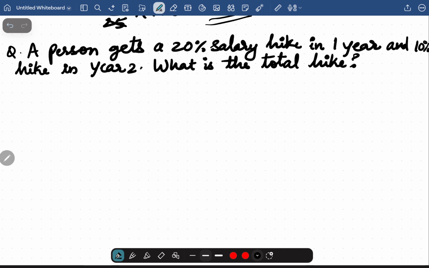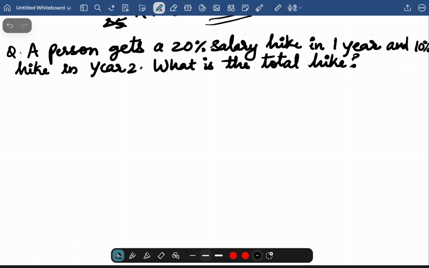This is where 90% of the students get the question wrong. You cannot just add percentages. Maths isn't that nice. You have to calculate them one by one. So, here the question is: a person gets a 20% salary hike in year 1 and a 10% hike in year 2. What is the total hike?